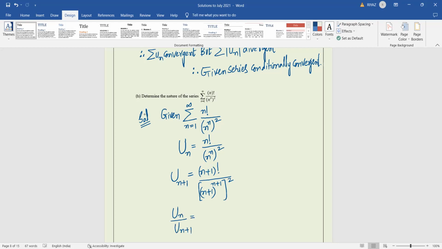Here the un value is n factorial divided by n power n whole square. This is the un value. Now take the reciprocal: n plus 1 to the power of n plus 1 whole square divided by n plus 1 factorial. Now let me write it more clearly.